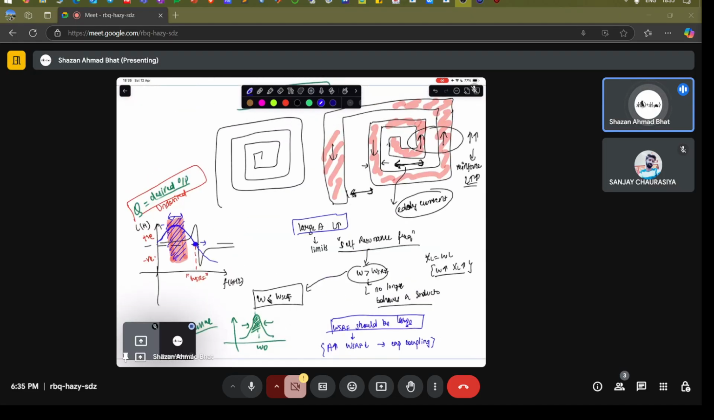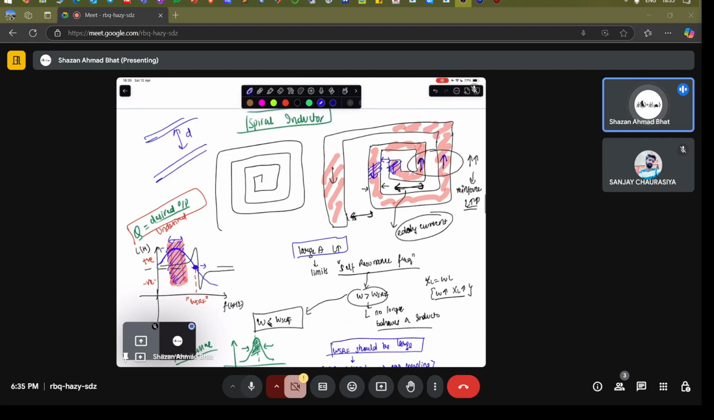Because you see that there is current flow in this direction, in this direction, and this is the metal, and there is a spacing between the metals. So you always have a capacitor, just like you have two transmission lines, and there is always some gap, let's say some D. You always have a capacitor there.